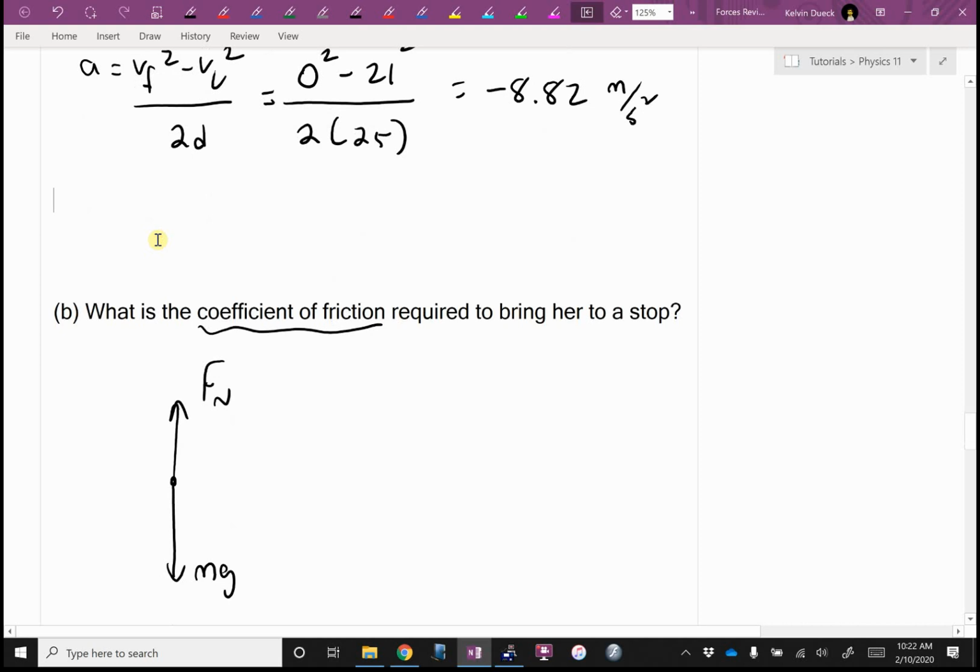Which way? And again, is there an applied force pointing forwards? No. Who's winning? Got to be friction. Who's losing? It's a trick question. Who's losing? No one. Friction equals MA. And we're going to use our answer from the previous question.